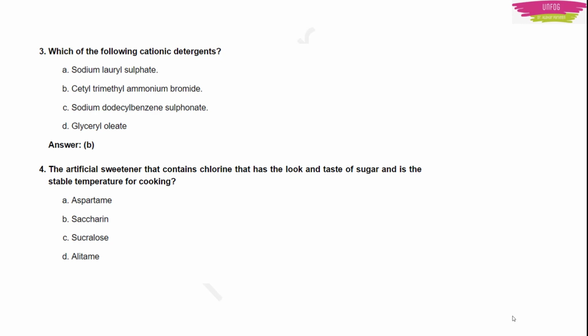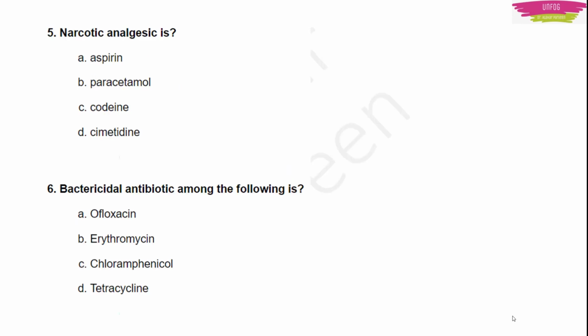Next question, the artificial sweetener that contains chlorine, has the look and taste of sugar and is stable at cooking temperature. The answer is sucralose. It will look like sugar only, but it is not sugar and it is stable. That's why they can use it in sweets. It is stable at cooking temperature. Sucralose.